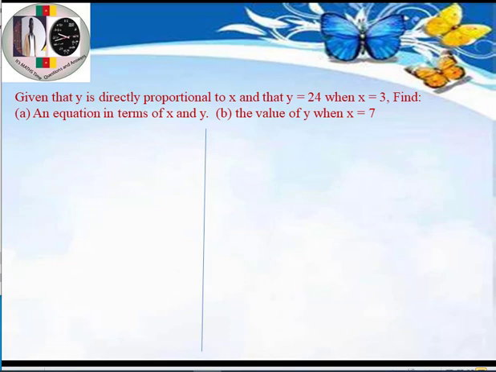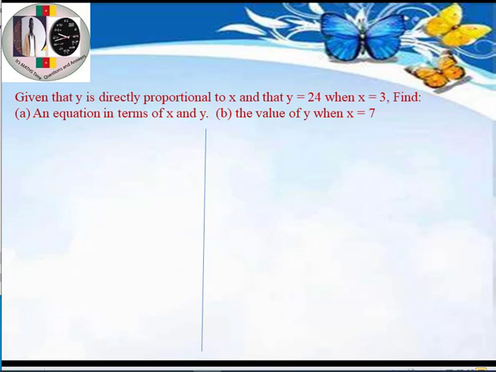So today's question says that given that y is directly proportional to x and that y is equal to 24 when x is equal to 3, (a) find an equation in terms of x and y, (b) the value of y when x is equal to 7.